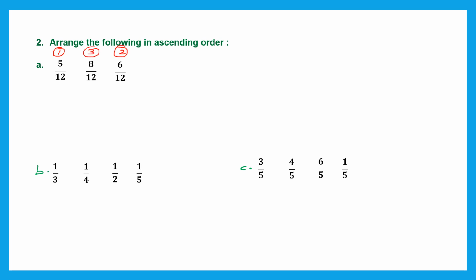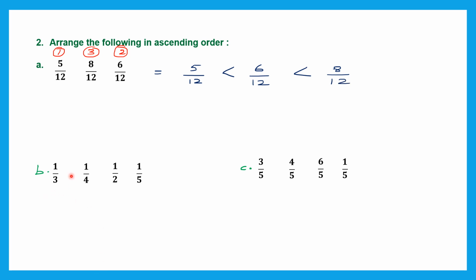So let's write down the fractions in the same order that we have written. So the answer here is 5 by 12 is lesser than 6 by 12 is lesser than 8 by 12. So we've got our answer. Let's go to the next one.